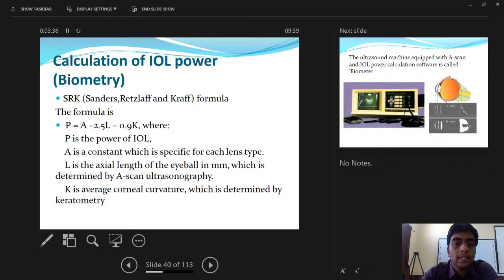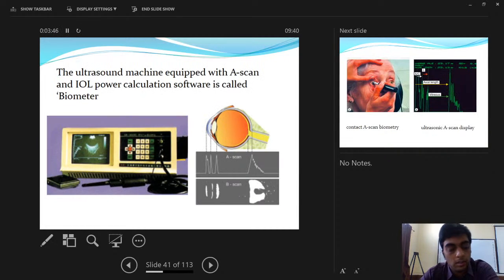L is the axial length of the eyeball in mm, which is determined by A-scan ultrasonography, and K is the average corneal curvature, which is determined by keratometry. The ultrasound machine equipped with A-scan and IOL power calculation software is called a biometer. In this, the first graph which you can see is an A-scan, and the one below is a B-scan.